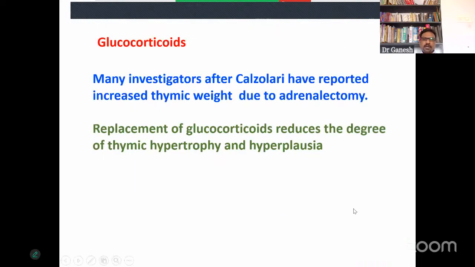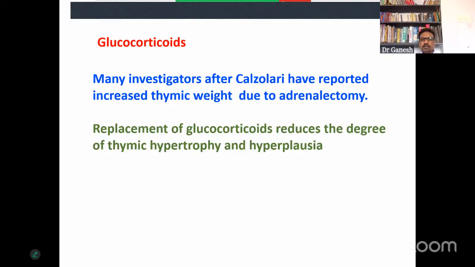Now let us come to the glucocorticoids. Glucocorticoids are the hormones concerned with the stress response. These are produced from the adrenal gland, like corticosterone or cortisol. In humans, cortisol is the major glucocorticoid. In rodents, and even other vertebrate groups except fish and humans, corticosterone is the major glucocorticoid, while humans and fish are known to produce cortisol as the major glucocorticoid. So these are produced in the adrenal gland.